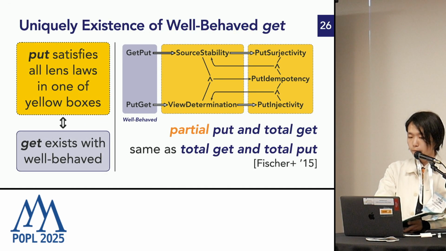When only the put function is partial, we obtain a similar condition as Fischer et al. did. When the partial put satisfies all laws in one of the yellow boxes, the put has a corresponding total get function, forming a well-behaved lens with the put.